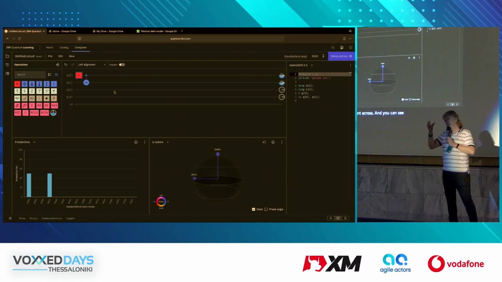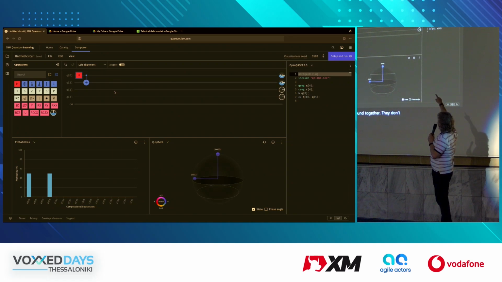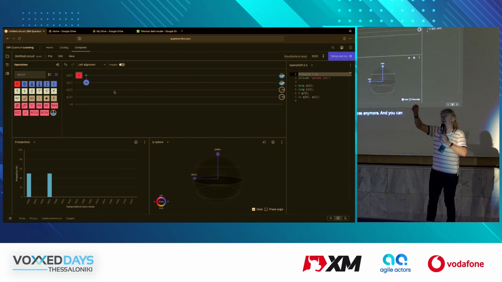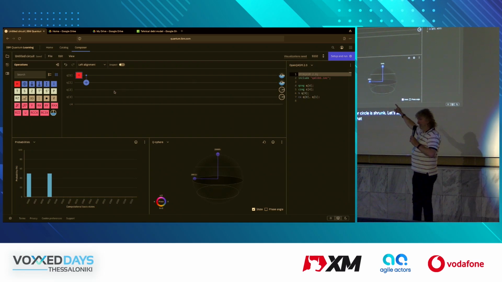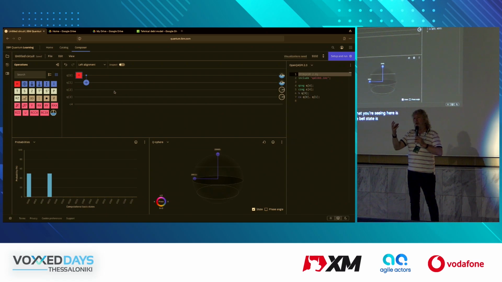You can see that these two are bound together. They don't have independent existences anymore. You can see that because the outer circle has shrunk. That says this is an impure state. What you're seeing here is called a Bell state, and the Bell state is the computational equivalent of those polarized photons that you saw earlier.